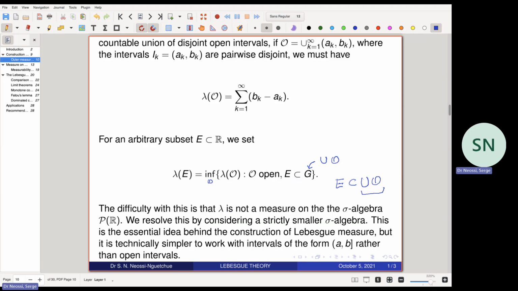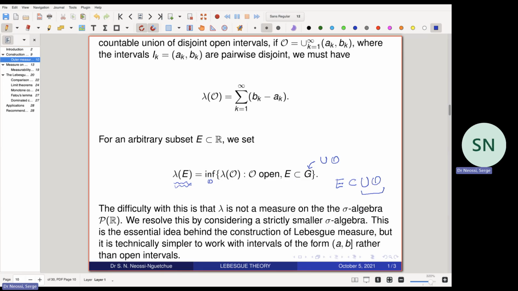The difficulty with this is that lambda is not a measure on the sigma algebra P(R). Because it's not a measure on P(R), it means that we are not sure that for an arbitrary E in R, we'll be able to define lambda E. So in other words, we need to find a sigma algebra smaller than P(R), over which this definition will make sense. To resolve this, we consider a strictly smaller sigma algebra. That's how we should resolve the problem.